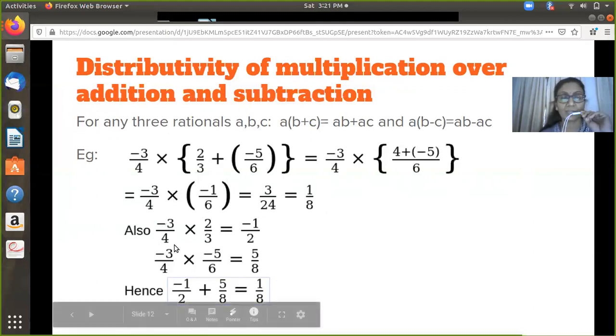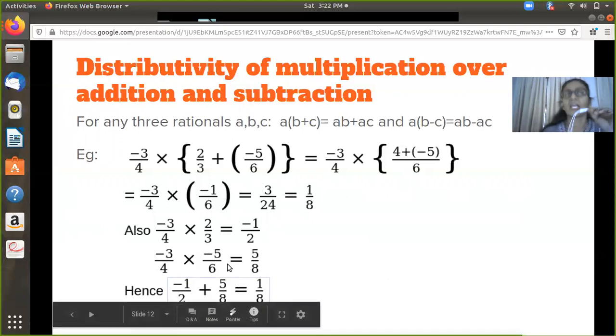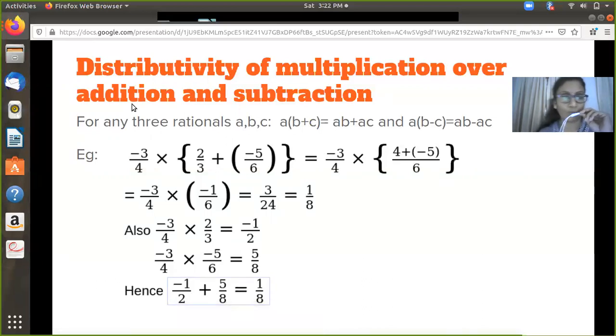So my A, negative 3 by 4 multiplied with 2 by 3, happens to be negative 1 by 2. And once again, A into C, which is negative 3 by 4 into negative 5 by 6, happens to be 5 by 8. And now when I take the sum of this AB and AC, I get negative 1 by 2 plus 5 by 8, which is none other than 1 by 8. So I'm seeing that the LHS and the RHS, that is A multiplied by B plus C, is definitely equal to AB plus AC. So I have seen that the distribution of multiplication over addition stands true for rationals.